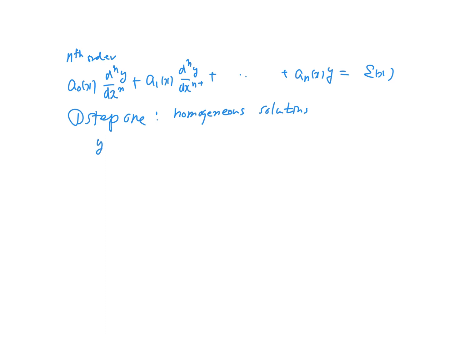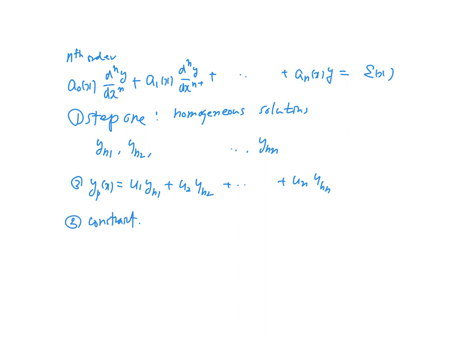So we will have n homogeneous solutions, yh1, yh2, and so on, right? And then the particular solution will be yp equals u1 yh1 plus u2 yh2 plus ... plus un yhn. Constraint condition: the first condition will be u1 prime yh1 plus ... plus un prime yhn equal to 0, right?